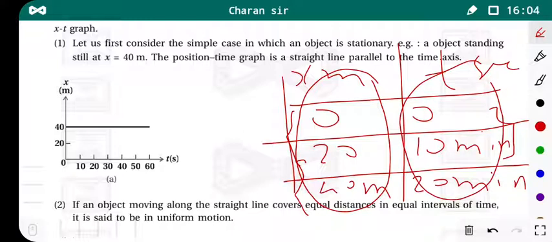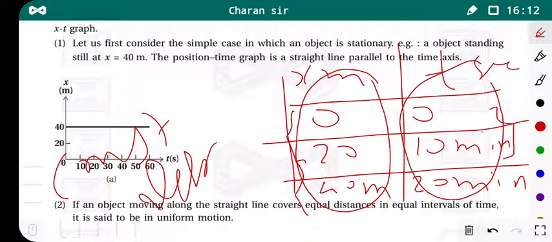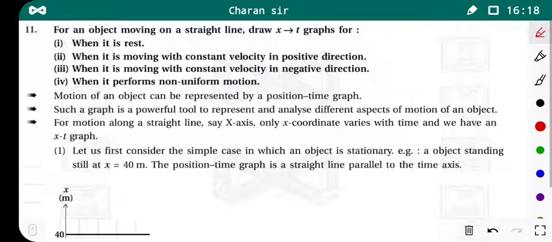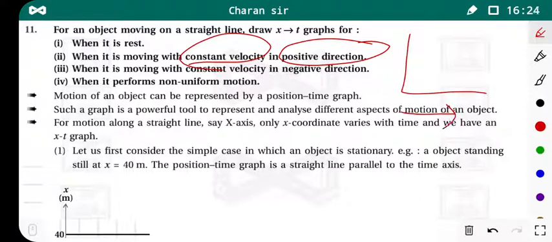So we can say that our object is in uniform motion, or the object has constant velocity. This is our second case: constant velocity, also in the positive direction. That means as time passes, our object's velocity will be increasing, so we can say that our object is traveling in the positive direction.